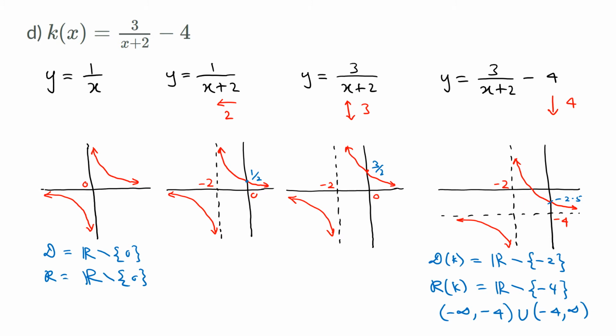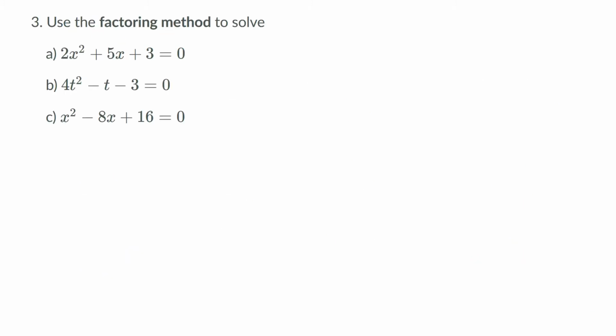Okay, so let's go to the next problem. So we have the factoring method. This is another method to solve a quadratic equation. So we're going to use the factoring technique. Let's start with the first one. It says 2x squared plus 5x plus 3 equals 0. So what you're going to do is multiply these two numbers. So it is 2 times 3, which is 6.